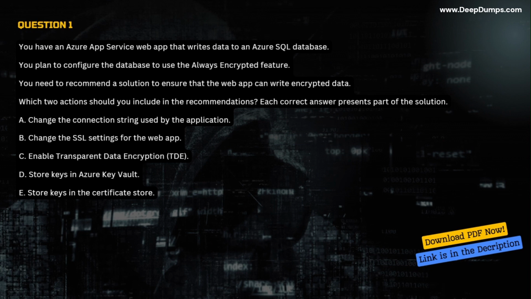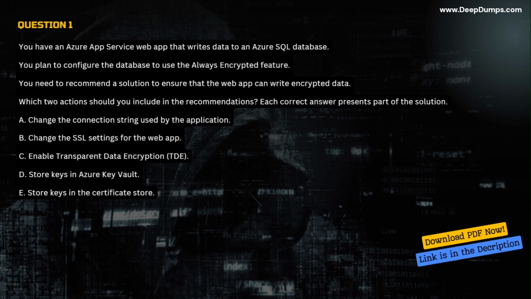Question 1. You have an Azure App Service web app that writes data to an Azure SQL database. You plan to configure the database to use the Always Encrypted feature. You need to recommend a solution to ensure that the web app can write encrypted data. Which two actions should you include in the recommendations? Each correct answer presents part of the solution.